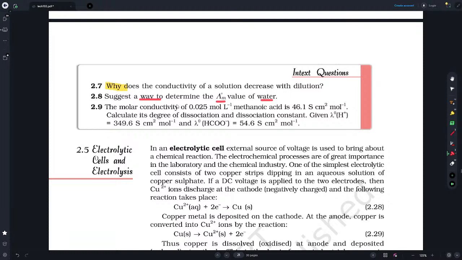The molar conductivity of 0.025 mole per liter, that is, 0.025 molar methanoic acid, is 46.1 Siemens centimeter square per mole. Calculate its degree of dissociation and dissociation constant, given lambda naught H plus equals 349.6 Siemens centimeter square per mole and lambda naught for HCOO minus equals 54.6 Siemens centimeter square per mole. We got the individual ions' limiting molar conductivity. So if we add these both, we will get the limiting molar conductivity of methanoic acid, and by that we can get the degree of dissociation via this formula.